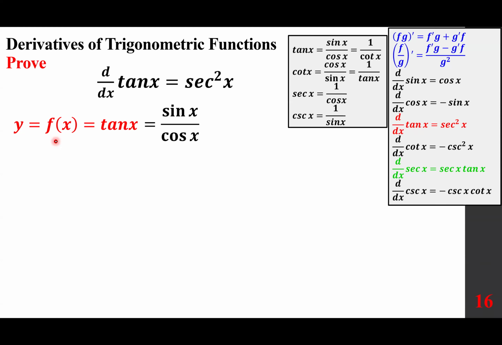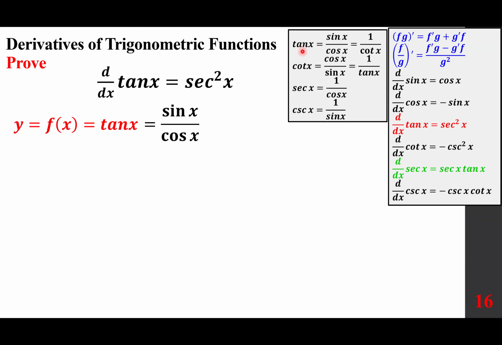In fact, I'm going to remind you, tan x is sine over cosine. It is also 1 over cotangent x. Cotangent is cosine over sine. It is also 1 over tan x. Secant, by definition, is 1 over cosine x, and cosecant is 1 over sine x. So we write it in this form, and we call it f over g. Now we can use the quotient rule for differentiation.